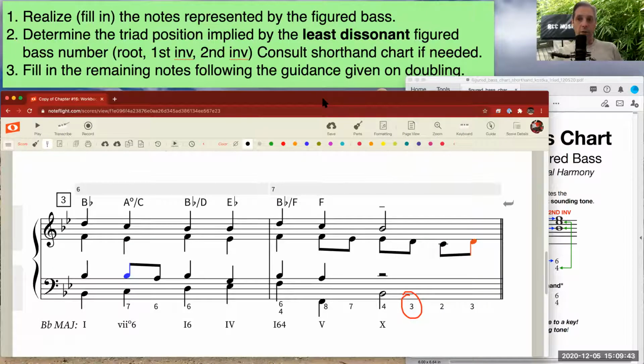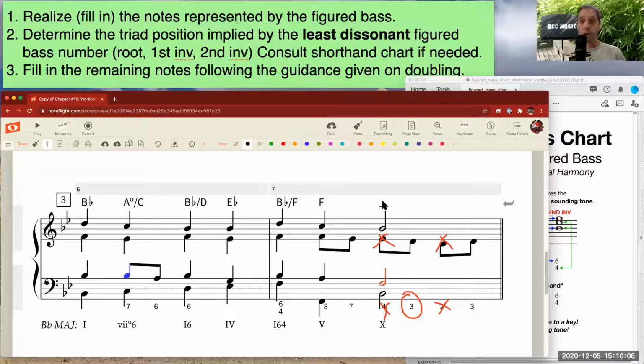So I look at the notes that I have, including the 3 and ignoring the 4 and the 2. So I'll ignore those notes, and I see I have a B flat and a D. Since I'm in root position, the only thing missing is the fifth, the F. So I include that.